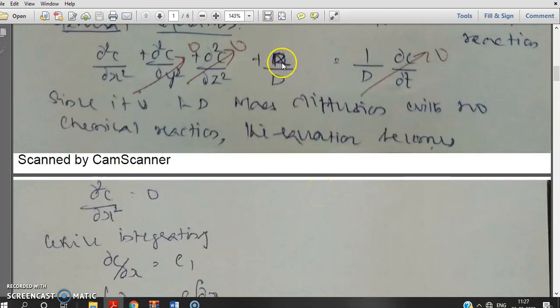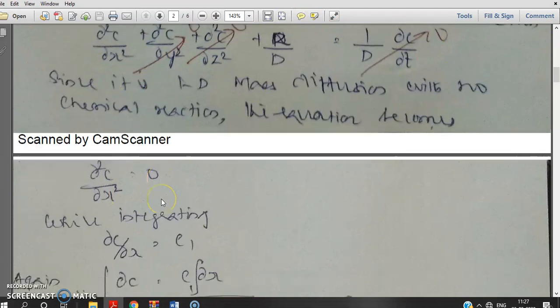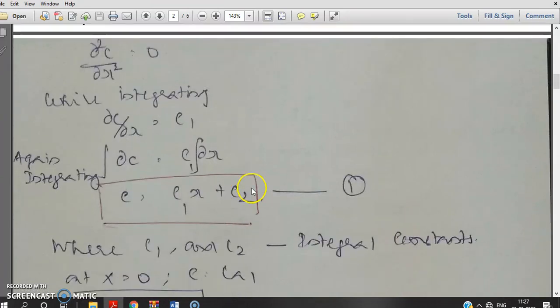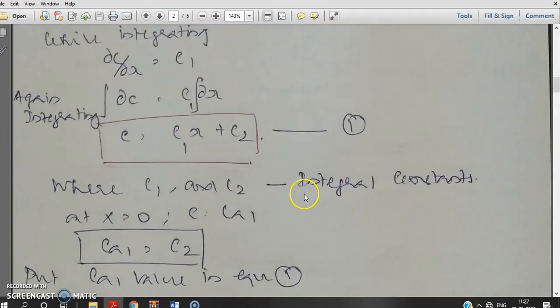With no chemical reactions, that is R equal to 0, when this term gets knocked off, then ∂²C/∂x² equal to 0. While integrating this, ∂C/∂x equal to C1. Then C is equal to C1x plus C2. So we have two integral constants. In order to solve these two integral constants, we need two boundary conditions.